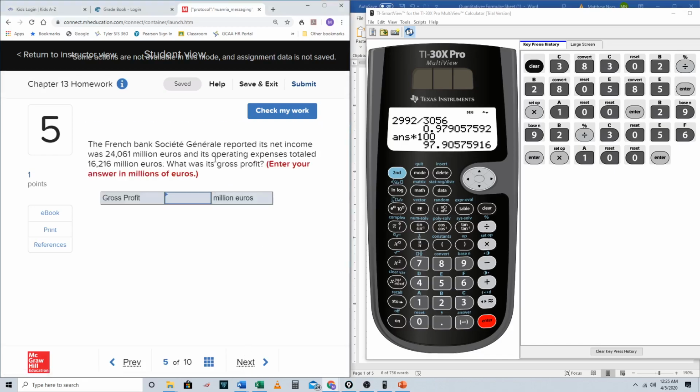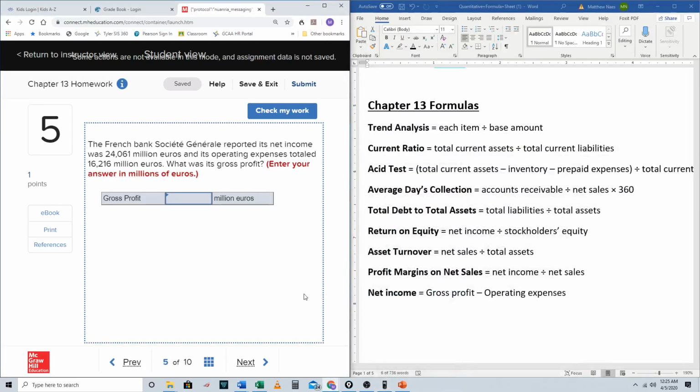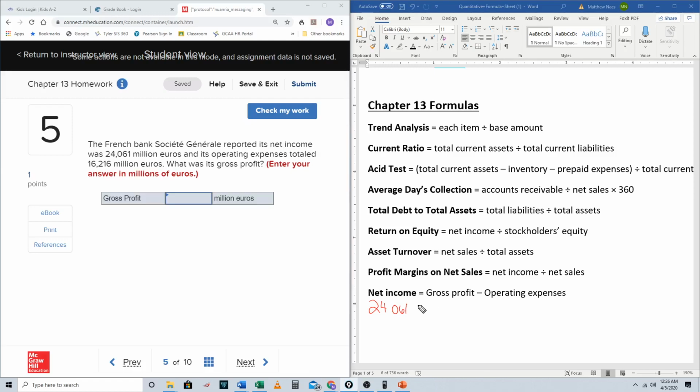Now, this question can be confusing because it's not on here, except it is. Okay, it's right here. It's just not written in a way. You're given net income is 24061. You're not given gross profit. You're trying to find gross profit. You're given operating expenses of 16216. So how do you think you're going to find gross profit?